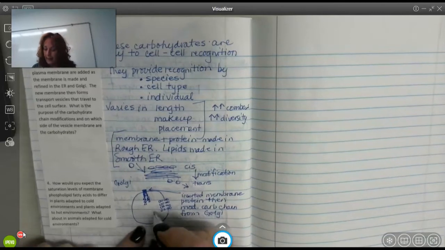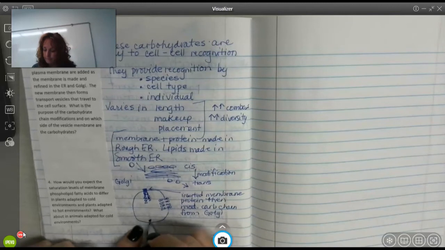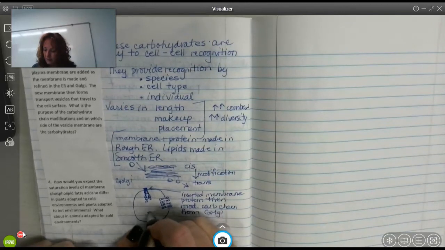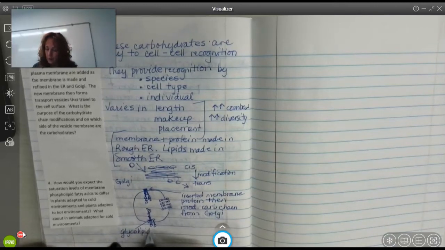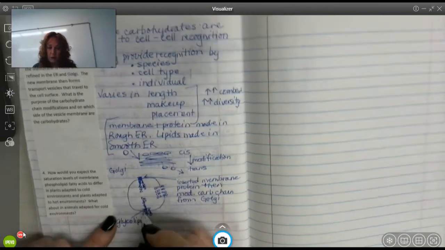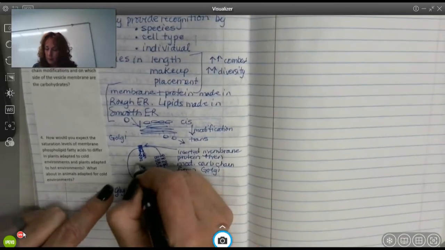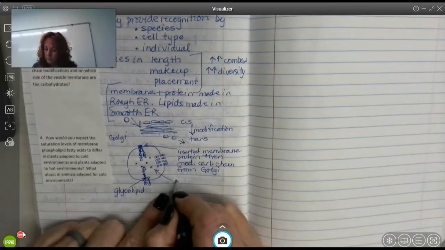You might have, here's your bilayer, you might have some type of carbohydrate chain that's attached to one of the lipids. So this would be a glycolipid. So you can add carb chains to the lipids too. And then while you're making this trip to the cell membrane, you might as well put some things in that would be secreted.